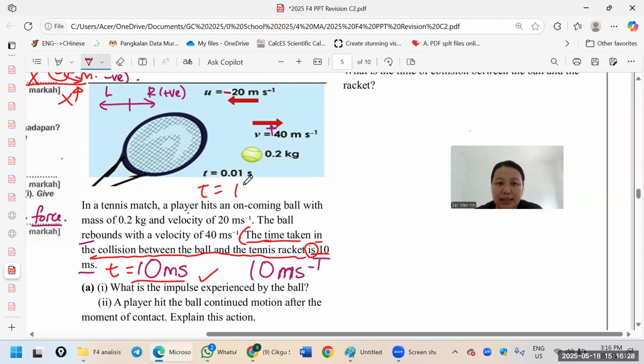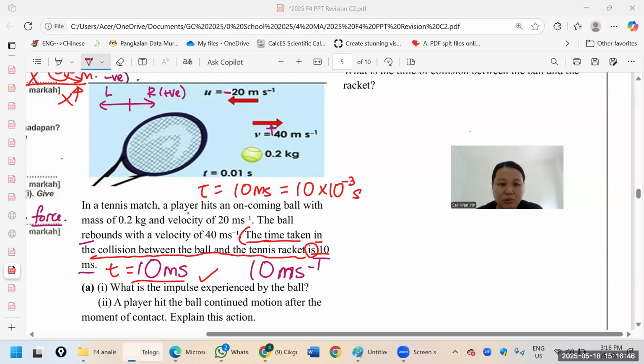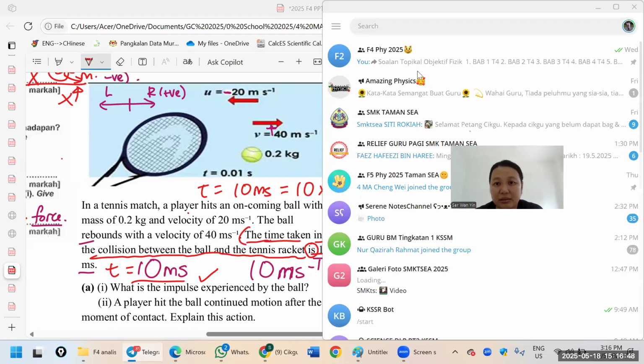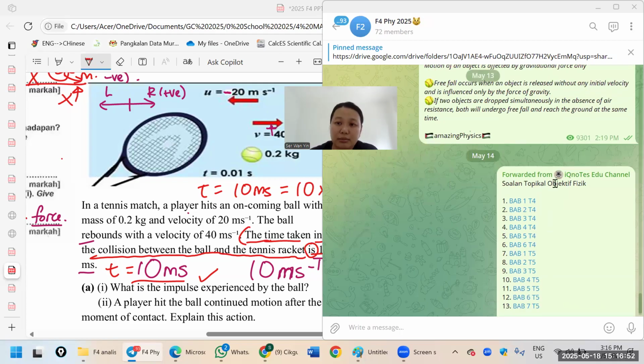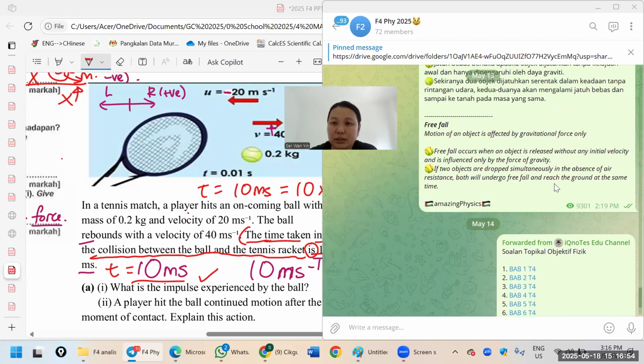time is 10 millisecond. You can write everything in the diagram if they don't give you. So what is time 10 millisecond? It will be 10 times 10 power of negative 3 seconds. Okay, and Encik Nazim also showed you before in Telegram. Here, you can try the objective question.